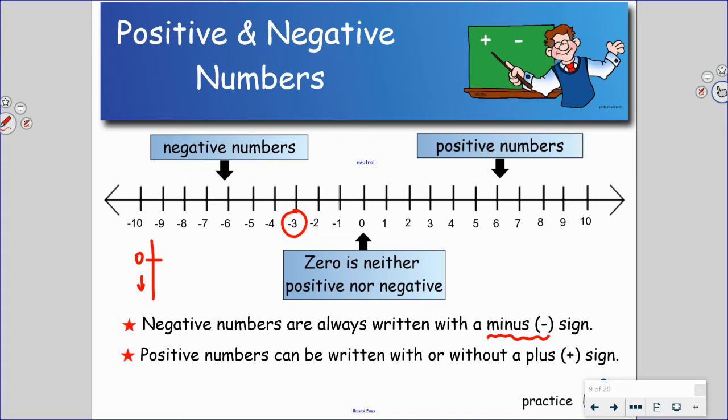Naturally, positive integers, positive numbers are written with a plus sign, although often you won't see a plus next to the 5, but it is implied. If you do not see a sign, that makes it positive. Now, 0 is an interesting number. 0 is the only number in existence, at least I think, that is neither positive nor is it negative. It has no sign.